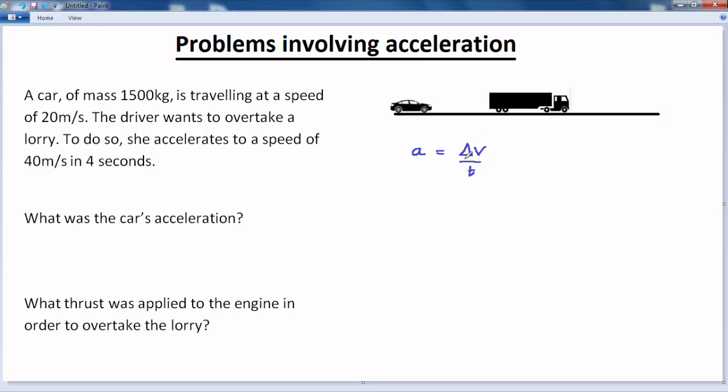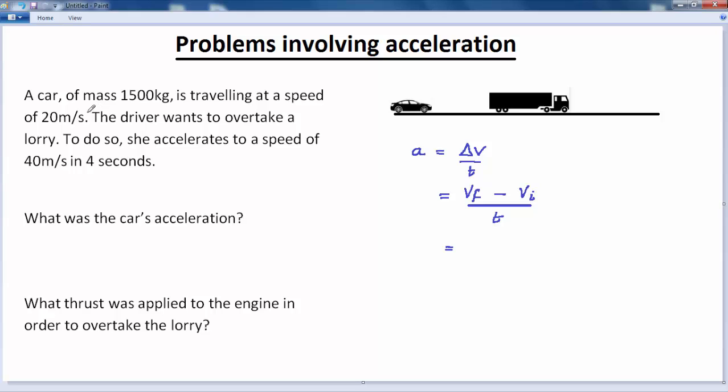Now let's have a closer look at this delta v. What exactly does this mean? Well, it's the change in velocity, so it's the final velocity of the body minus the initial velocity. That little i means initial, the f means final. Final velocity minus the initial velocity divided by the time taken for that change in velocity to take place.